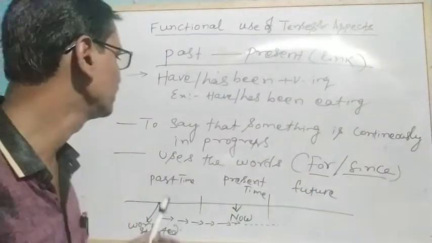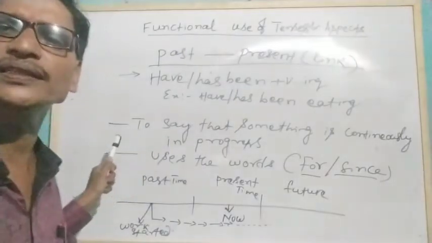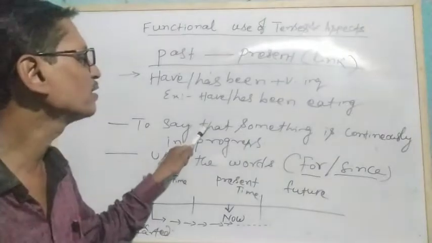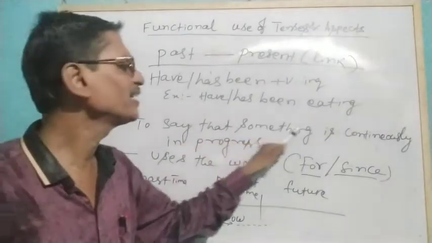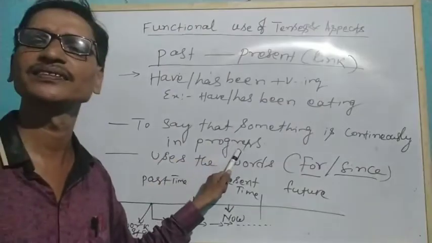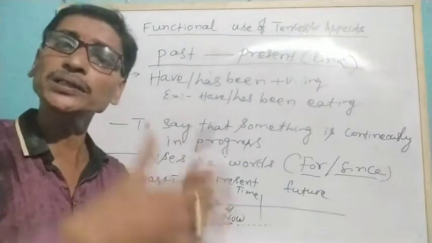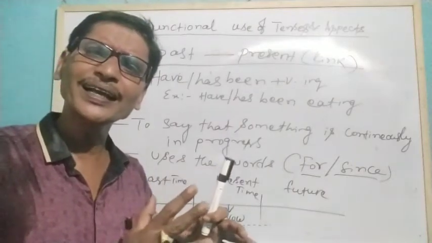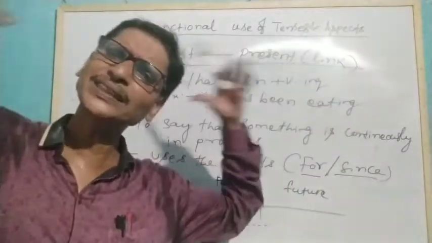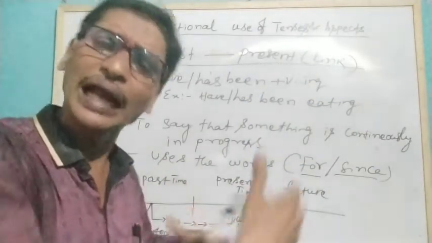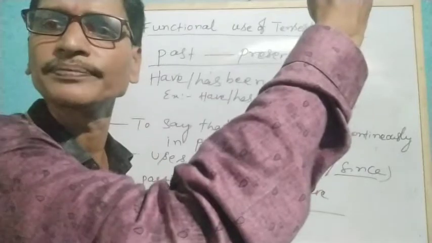There are many such verbs we can use when we want to talk about the action of a certain verb. You see, here, why we use this? We use this to say, that means to talk that something is continuously in progress. That means an action is in progress. It has started in the past and till now it is continuing and may continue up to the future.